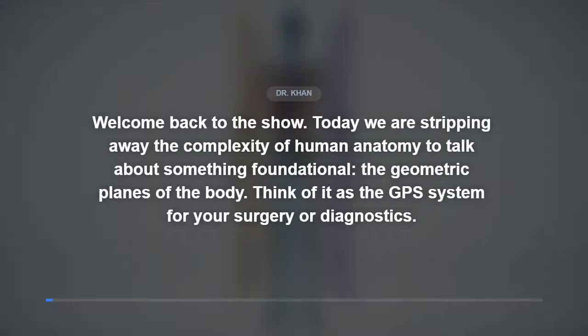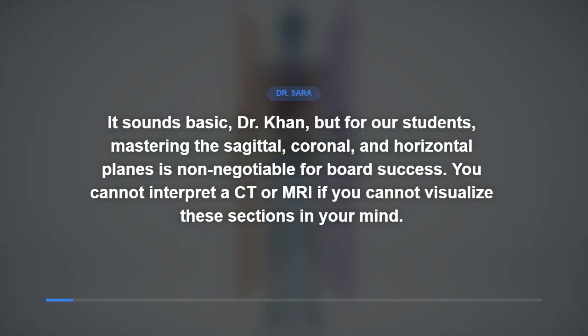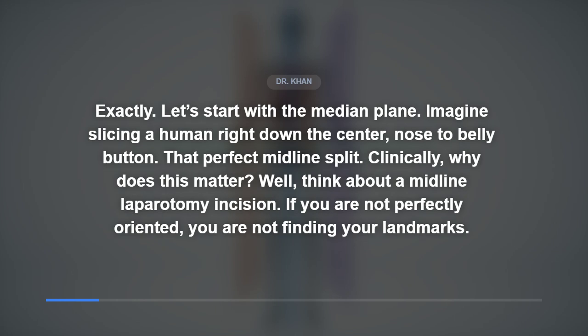Today, we are stripping away the complexity of human anatomy to talk about something foundational, the geometric planes of the body. Think of it as the GPS system for your surgery or diagnostics. It sounds basic, Dr. Khan, but for our students, mastering the sagittal, coronal, and horizontal planes is non-negotiable for board success. You cannot interpret a CT or MRI if you cannot visualize these sections in your mind.